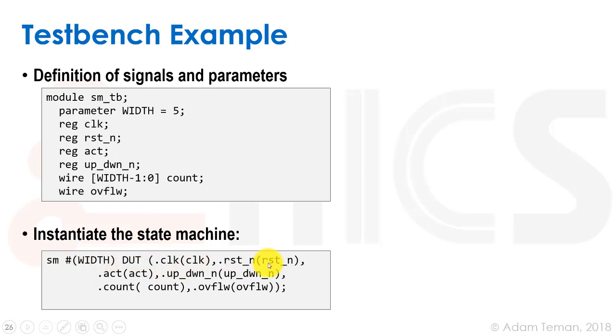And then we have the dot notation, which connects all of our signals that we just declared here to the ports of the module. It was very convenient to just give them the same names. And that's something we'll often do, especially if there's only a single instantiation of that module inside our higher level hierarchy.